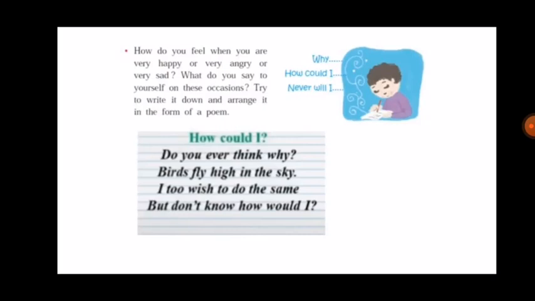The last activity says, how do you feel when you are very happy or very angry or very sad? What do you say to yourselves on these occasions? Try to write it down and arrange it in the form of a poem. So what you can see, the child is writing some lines. This is how he wrote the lines.